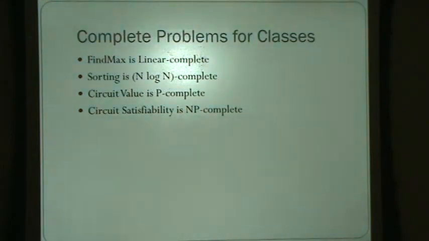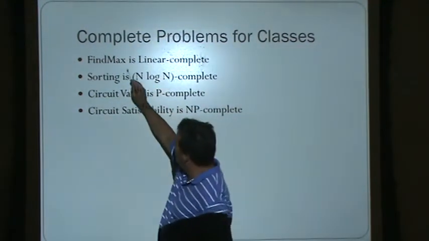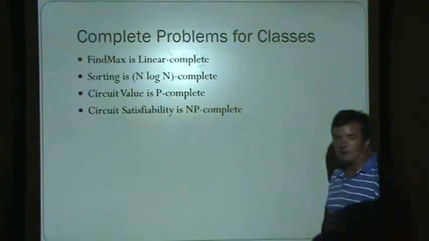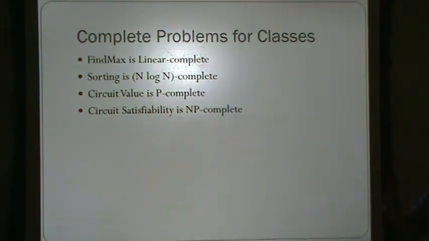So now just some examples of using completeness in a sentence. For example, find max is considered a linear complete problem. Not only does it take a minimum of linear time, but nobody will ever find an algorithm that does less work than linear time to solve it.